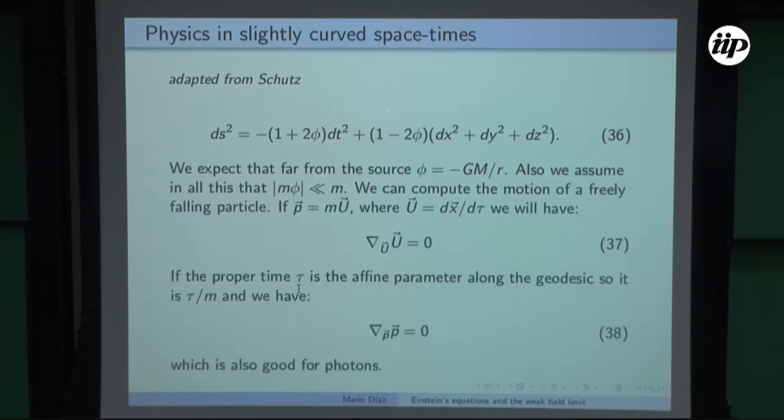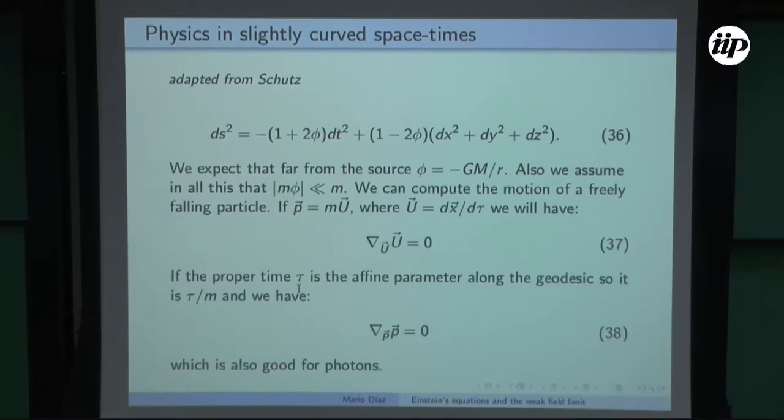So I'm going to follow here something that those of you might have already seen in Schutz's book, Introduction to General Relativity, which is now probably 20, 30 years old. But it's still a pretty good book to follow these things. And so we can work with a metric that is of this shape. Notice that except for this parenthesis, this is essentially the Minkowski metric. In other words, if the potential is 0, this is the Minkowski metric. So it's departing very little. And we do expect that this phi, at least far from the source, is going to behave like the Newtonian potential. In all this, we can assume that the potential is much smaller than the mass.